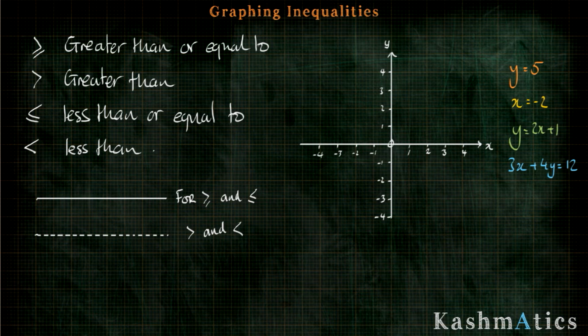And when we're drawing inequalities, the type of line we draw depends on the inequality. So we draw a solid line if you want it to represent greater than or equal to or less than or equal to, and a dashed line if it's just greater than or just less than.